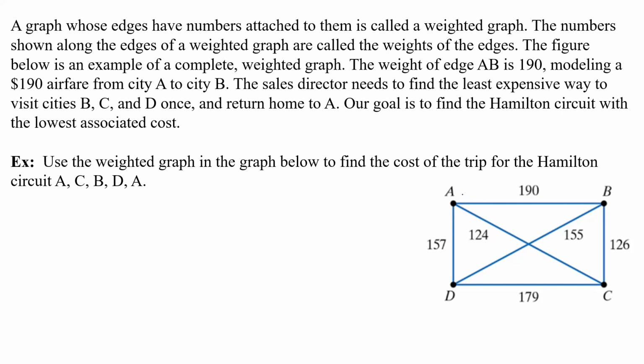We're going to go A to C, so we're going to go down here, and then we're going to go up to B, and then we're going to go down to D, and then we're going to go back up to A. And how are we going to do that? Well, we're just going to add up those sides. So we're going to take 124 plus 126 plus 155 plus 157. If we add all those together, the weight of the circuit is going to be $562. So that's how much it costs to do the trip in that order, A, C, B, D, A.